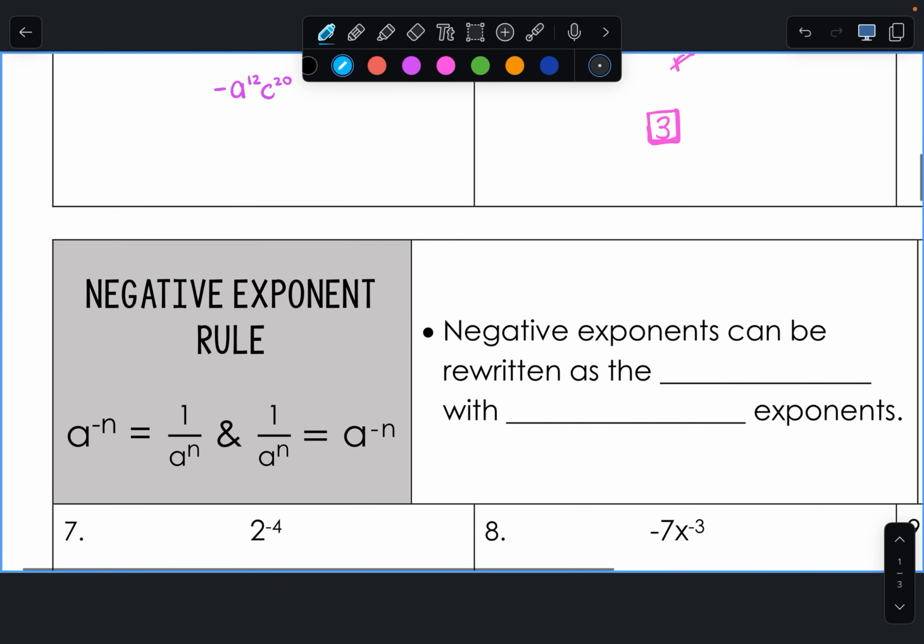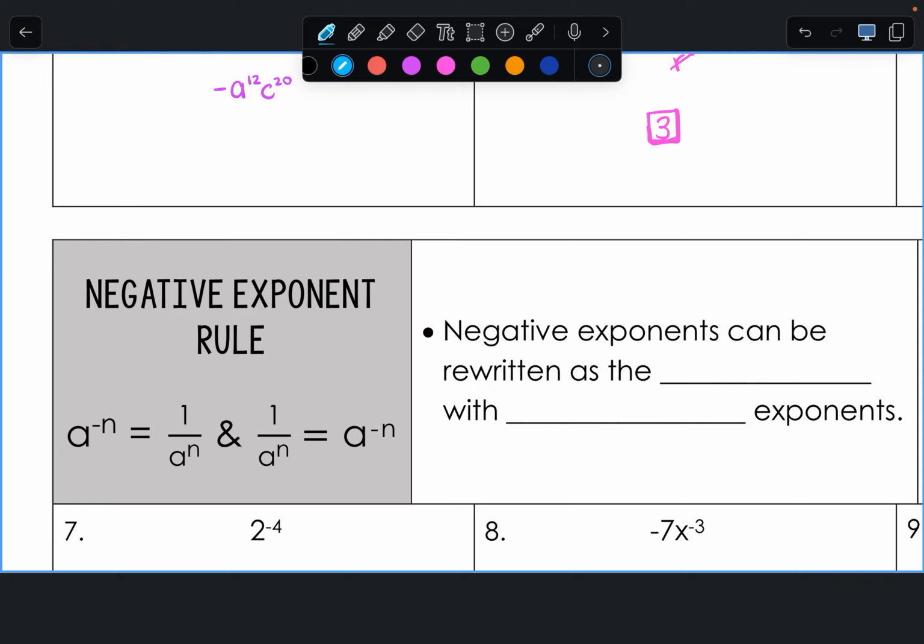All right, negative exponent rule. This one's a little tricky. The negative exponent rule is very, very important when it comes to fractions. But it makes it so much easier if you take care of the quotient rule first and then move your variable if you need to.